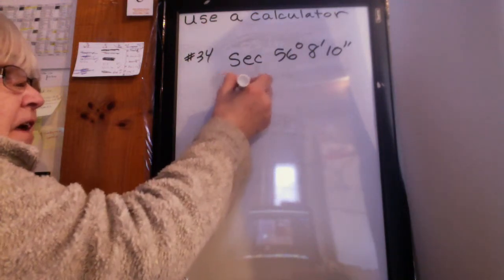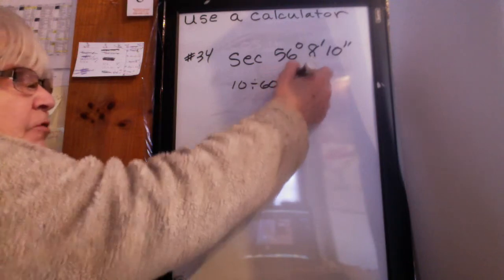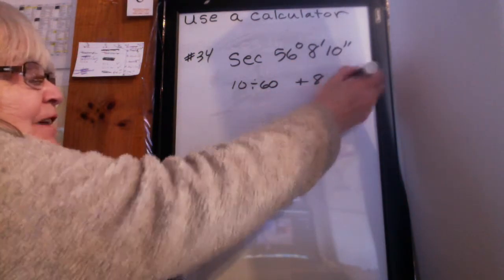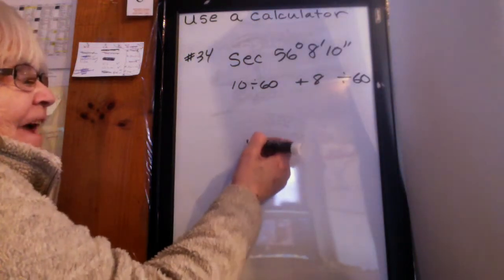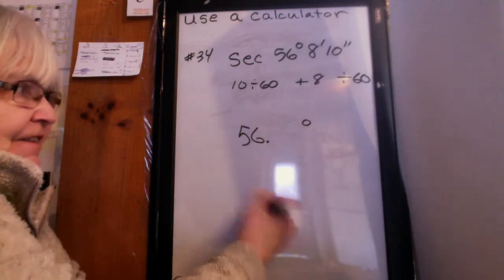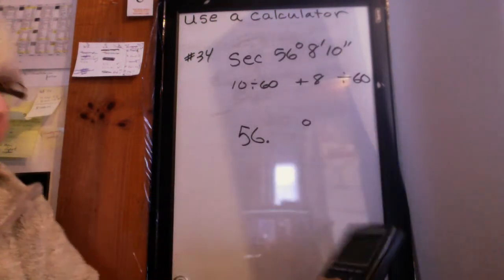I do 10 divided by 60, get the answer. Then I do plus 8. Then I get the answer, do divided by 60 again. And then I'm going to do 56 point that degrees and get the answer. So here's how we do it. Let's try it together on our calculator.